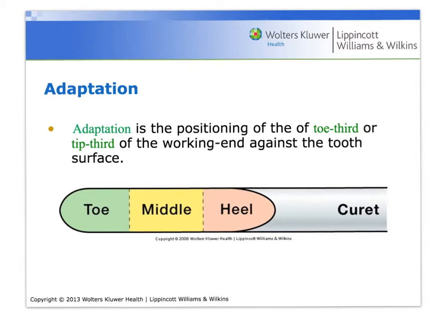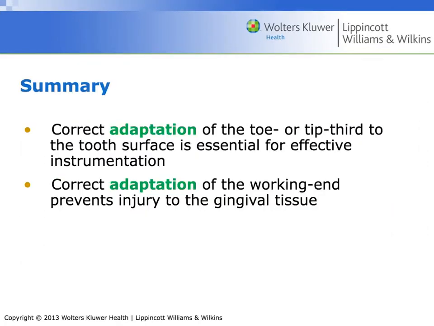So to review, adaptation is the positioning of the toe third or tip third of the working end against the tooth surface. And the purpose of this is not only for calculus removal and detection, but also so that you don't hurt the patient. In summary, the correct adaptation of the toe or tip third to the tooth surface is essential for effective instrumentation. Correct adaptation of the working end prevents injury to the gingival tissue.